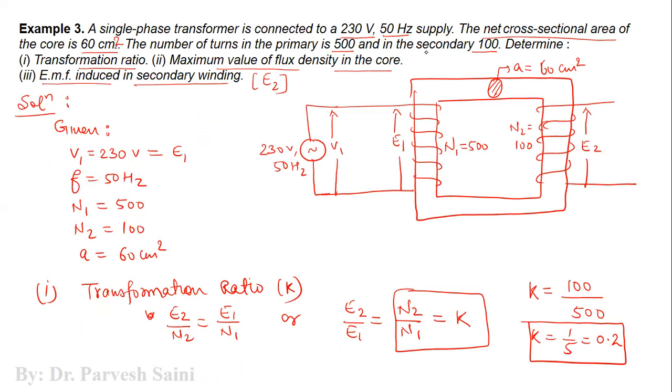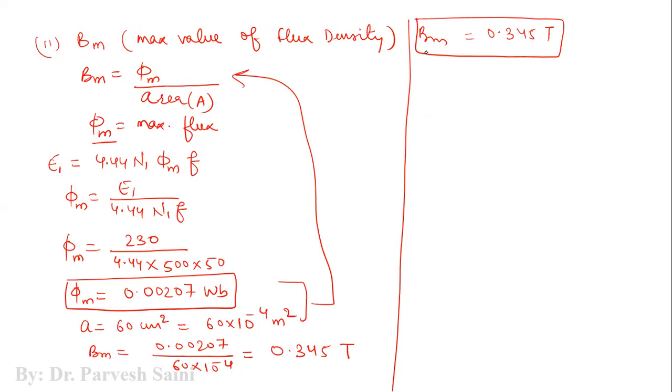Now the third is we have to find out the EMF induced in the secondary winding, right? So third is we have to find out the value of E2. So for this we can make use of the voltage to turn ratio.